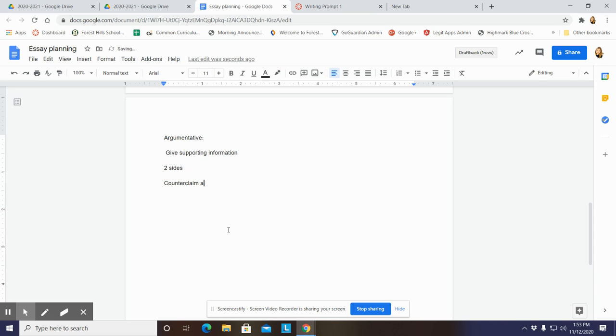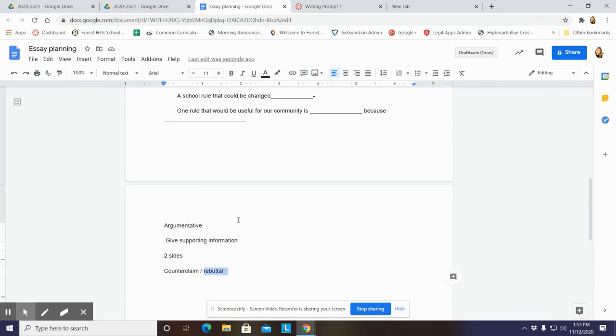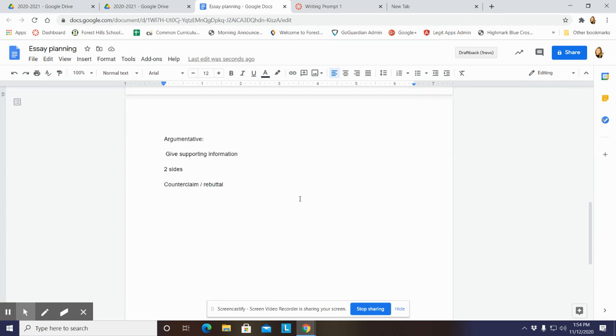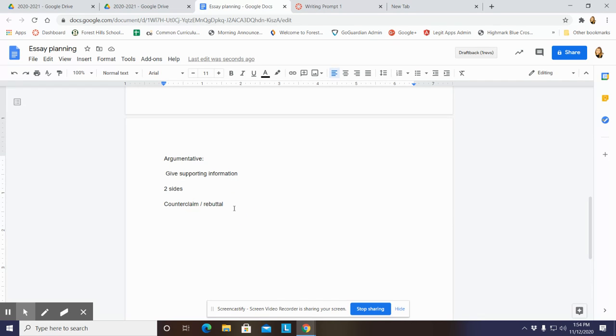counterclaim and rebuttal. And you learned a lot about that last year. So, that side, what would they say to go against your position? And how would you prove them wrong? Okay, so this one probably is not appropriate for an argumentative. The best one for an argumentative is probably the second one. So a rule that you should change in the community or in the school. Again, I start with a list to brainstorm and just come up with a list of ideas to choose from, and that will get my brain thinking.